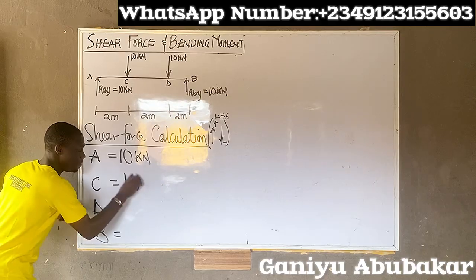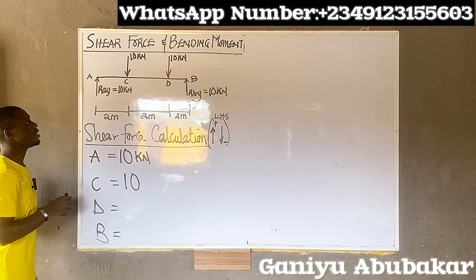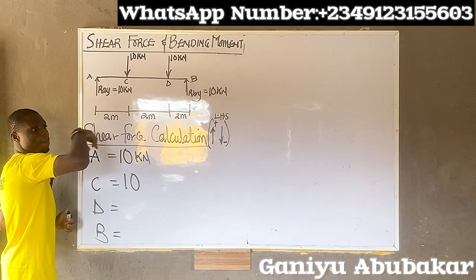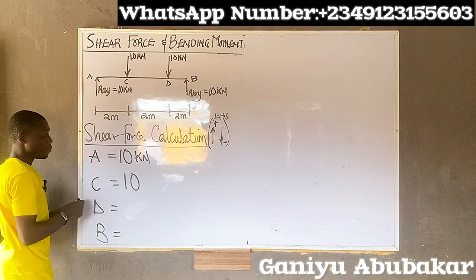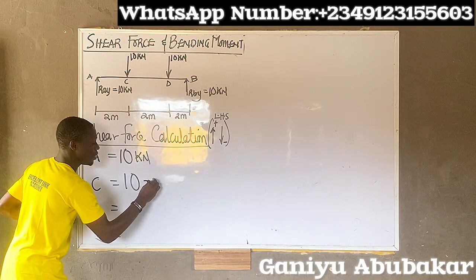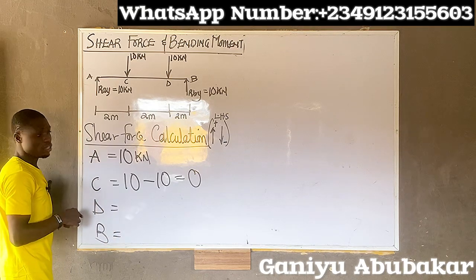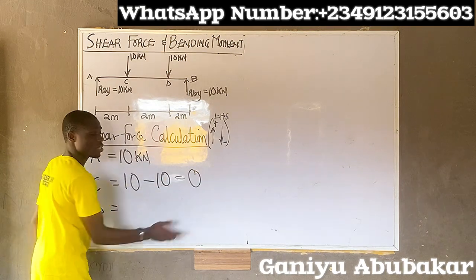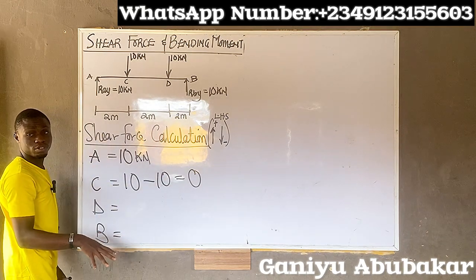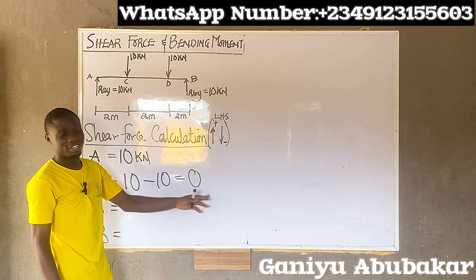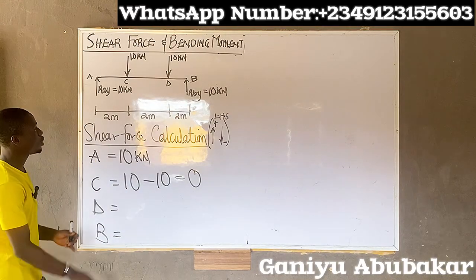That gives you 10 first. Then for C, is it going down or up? Down, right? Down, what, Abby? So that gives you what? Negative 10, Abby. That gives you what? 0. Right? So please don't add kilonewton. 0 is 0. Don't add 0 kilonewton. All right, that's for this one here.